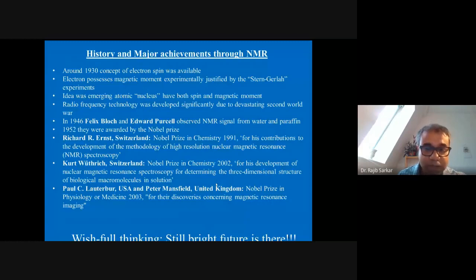And the story didn't stop. In 2003, Paul C. Lauterbur and Peter Mansfield also won the Nobel Prize in Physiology or Medicine for their discoveries concerning magnetic resonance imaging. Even though they call it magnetic resonance imaging, in reality, in our opinion, it has to be called nuclear magnetic resonance, because the resonance is actually taking place at the nucleus. Anyway, there are four Nobel Prizes directly related to the nuclear magnetic resonance technique. So, wishful thinking, some bright future is still there.